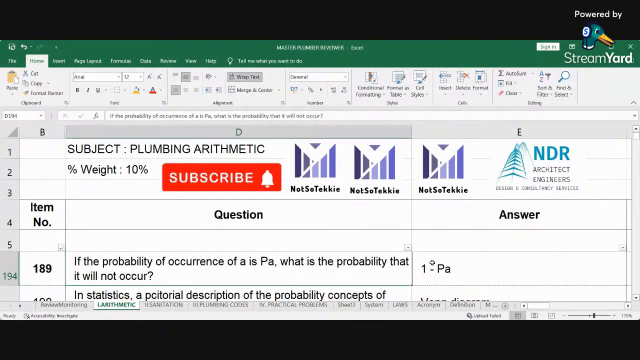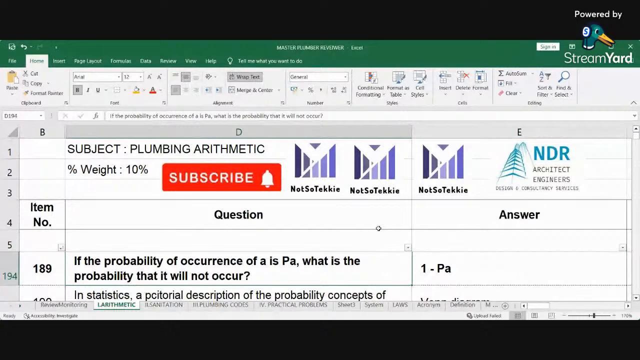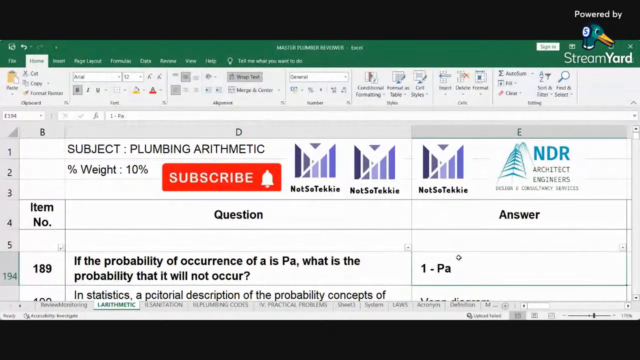189. If the probability of occurrence of A is PA, what is the probability that it will not occur? The answer is 1 minus PA.